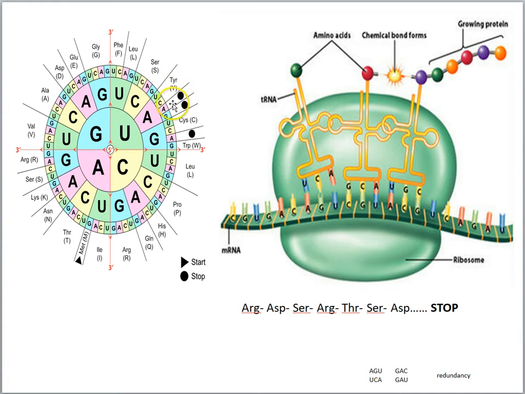The black dots here are stop triplets. This is punctuation. These triplets do not code for an amino acid. They signal the ribosome that the message is complete, and the protein will detach and then fold up and go do its job in the cell.